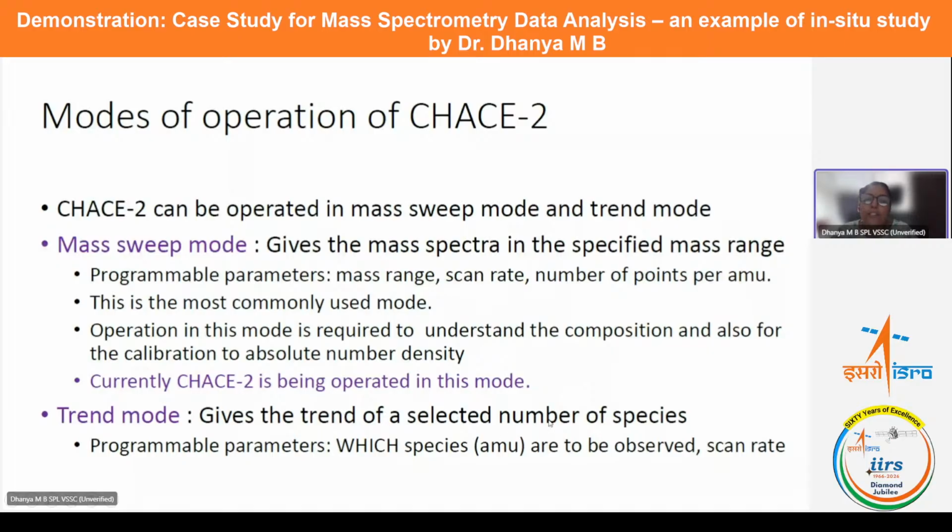And then trend mode. In trend mode, instead of scanning from 1 to 300 AMU, you select a few species. We can choose up to 15 species and track only them. So if suppose I wanted to know how oxygen varies during measurement, only the AMU corresponding to oxygen will be scanned. Like that, you can choose the species.